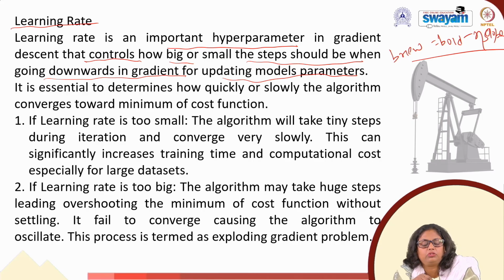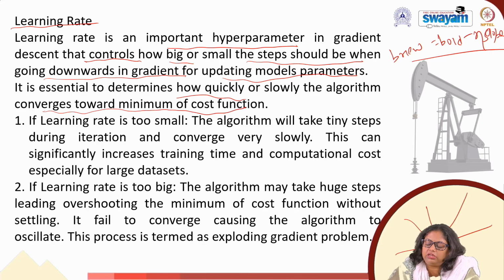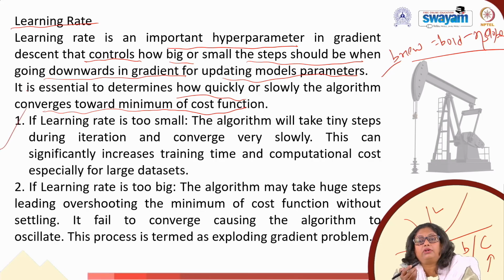It is essential to determine how quickly or slowly the algorithm converges towards the minimum of the cost function. We want to reach here, this is my minimum, and for this minimum I need the value of a. I have put it here, so let it be. b or c is the same, it is the same intercept only. So what is the optimum learning rate we should keep? Shall we keep it too small or too big? That is the question that arises.